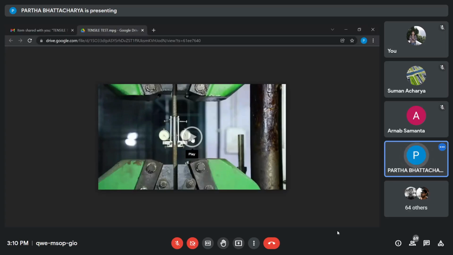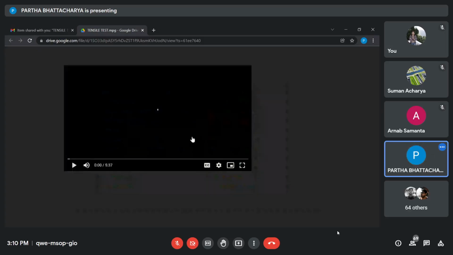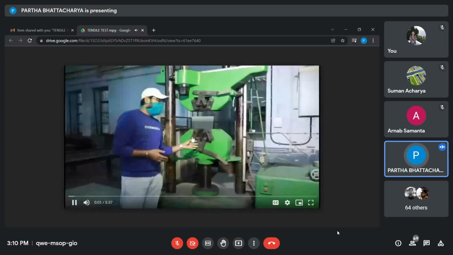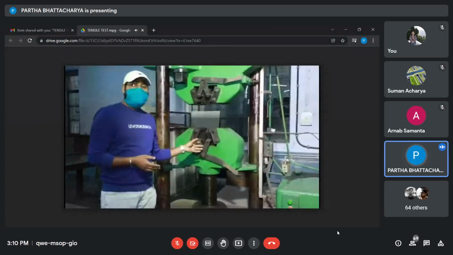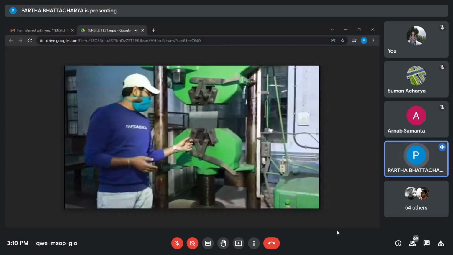Now I will just start the video and you just see how it progresses. If I find that there is a need to explain something, I will explain it. Otherwise, you just have a look. Okay. So here you can see this is the universal testing machine. Why is it a universal testing machine? Because in this machine we can do the tensile test.